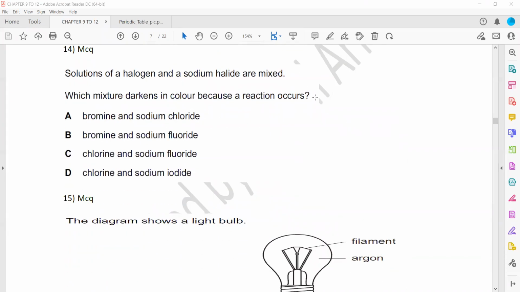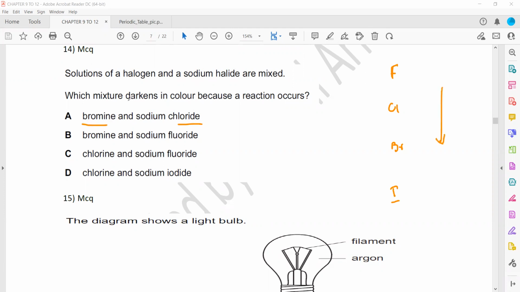Solution of halogen and a sodium halide are mixed. Which mixture darkens in color because a reaction occurs? So always remember the more reactive halogen displaces the less reactive halogen from its compound. As we go down the group, the reactivity decreases.